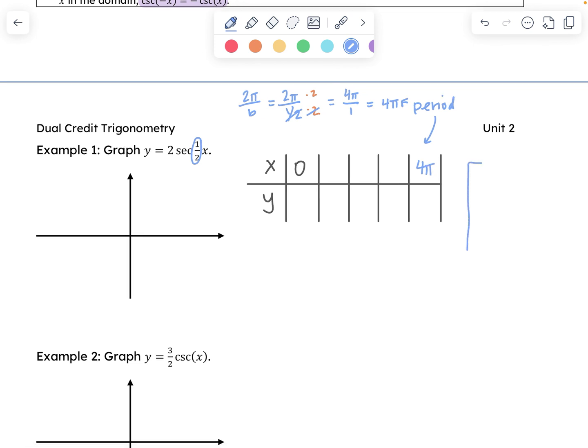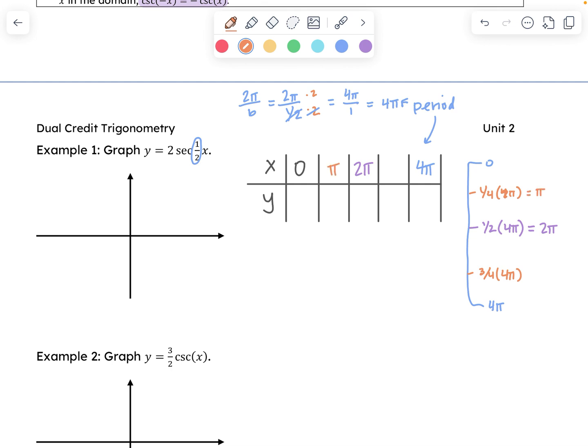Then to find the parts that are inside my interval, I need to find exactly what's in the middle. So I'm going to do half of my period. Half of 4 pi is 2 pi, so that goes right in the middle. And then I need to find a fourth and 3/4. So 1/4 of, oh, that's supposed to be 4 pi, not 2 pi. So 1/4 of 4 pi is pi, and 3/4 of 4 pi is 3 pi. So this one's kind of nice and easy. Pi, 2 pi, 3 pi, 4 pi.